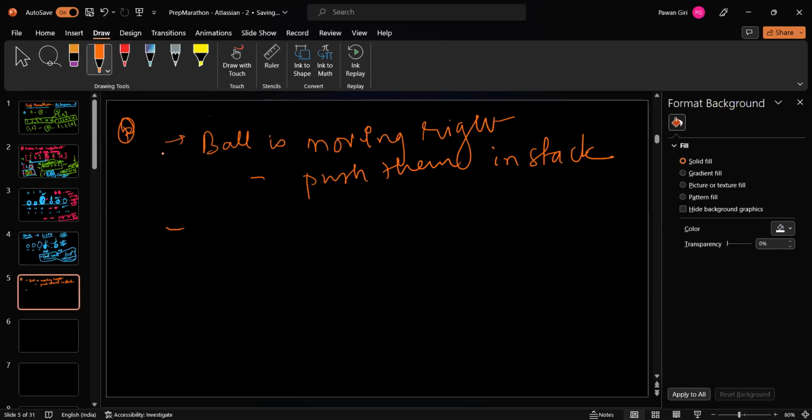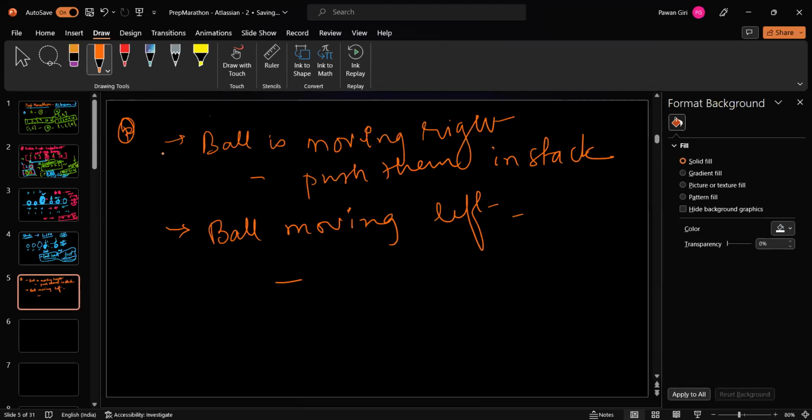Okay, so these are standard approaches for solving this type of problem. I'll tell you a few more problems which are solved using the same algorithms. And the next thing is, if you found a ball which is moving left, now it can collide with a ball moving right.